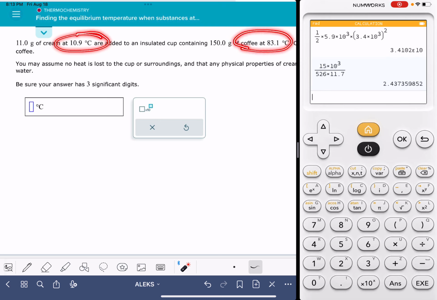For my problem, I have cream that is starting at 10.9 degrees Celsius and I have coffee starting at 83.1 degrees Celsius. They're being mixed together and so the temperature of the cream is going to go up a little bit and the temperature of the coffee is going to go down a little bit, and they're going to both come to a common final temperature.